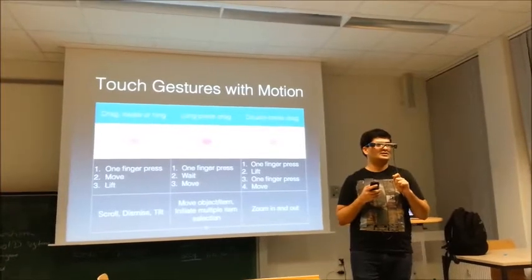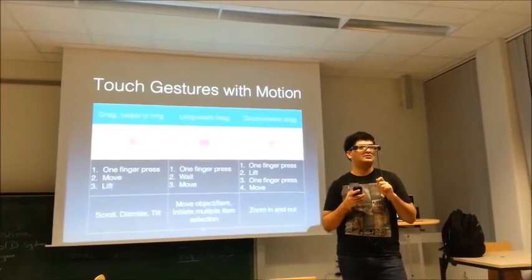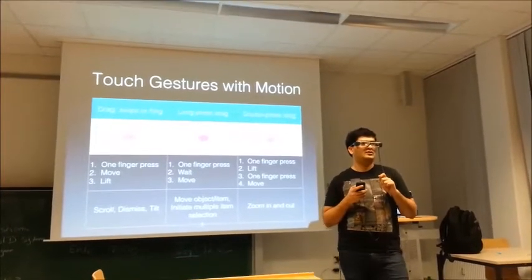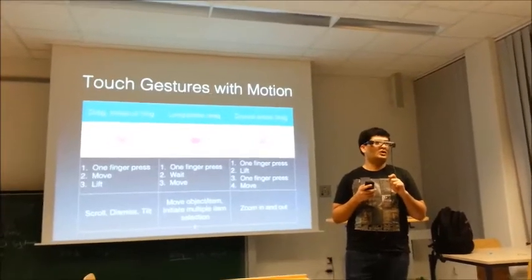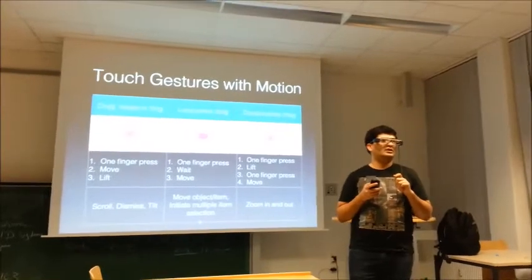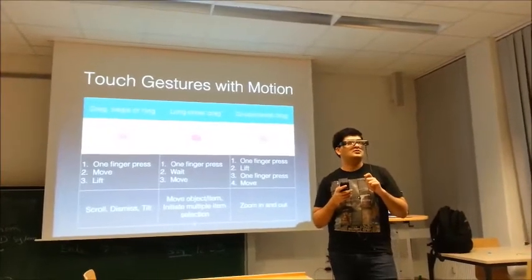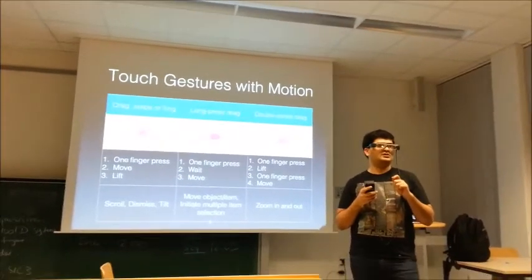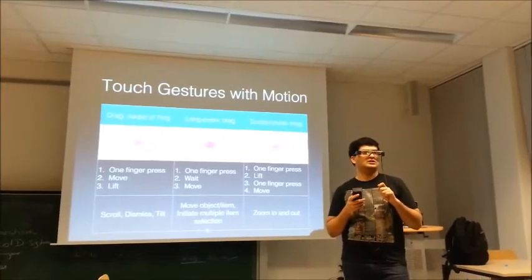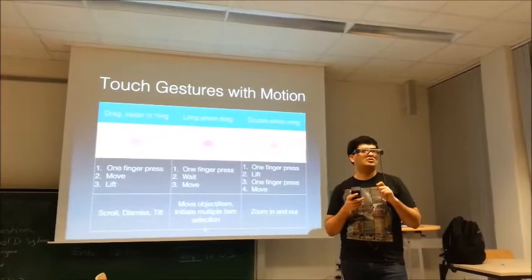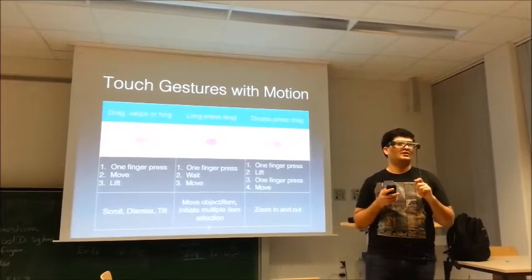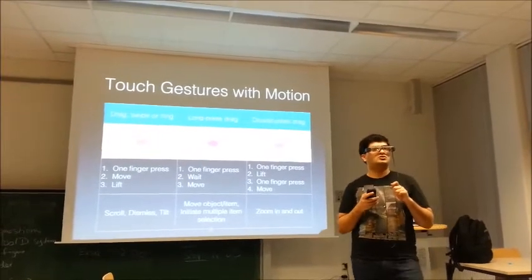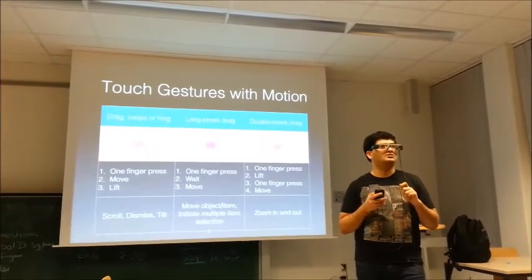Some more touch gestures that involve motion of fingers, which are like drag, swipe or fling, long press drag, double press drag. You can see the steps involved in these motion gestures and the use cases for these gestures, such as scroll to dismiss, or to move an object or item from one place to another. Double press drag is also used for zoom in and zoom out operations.